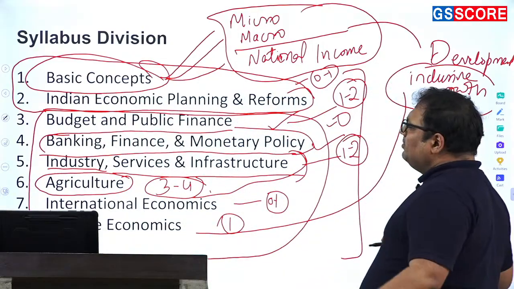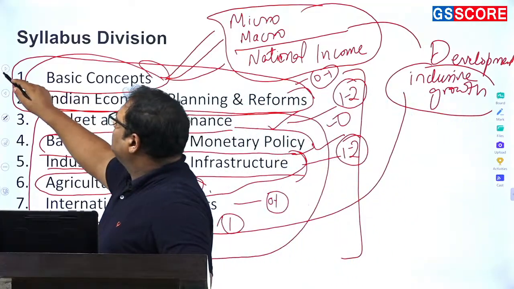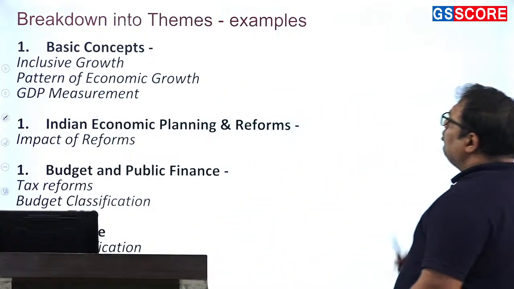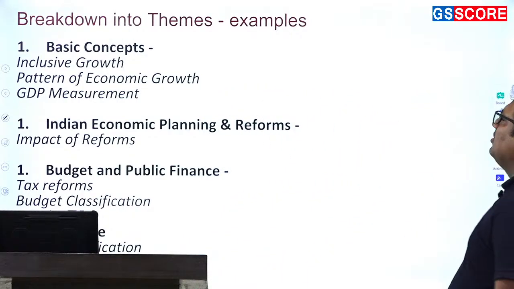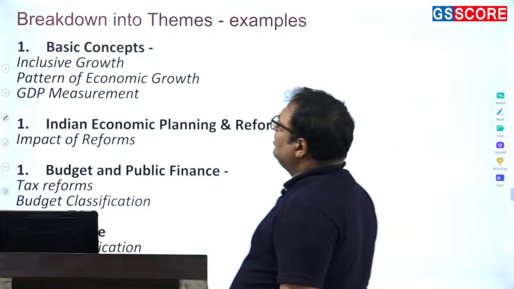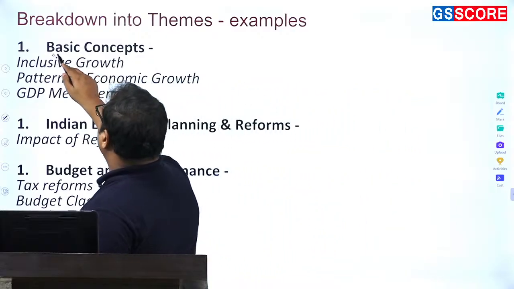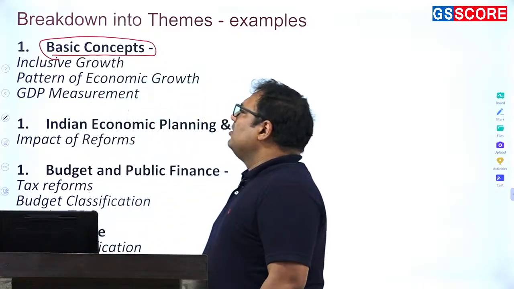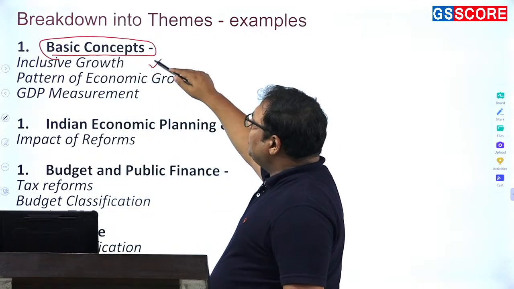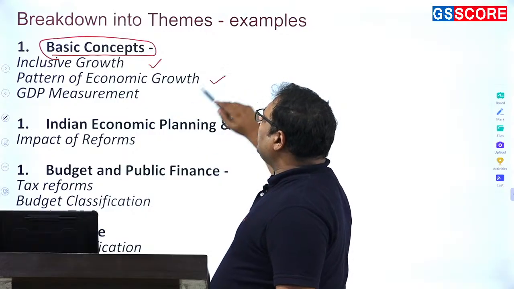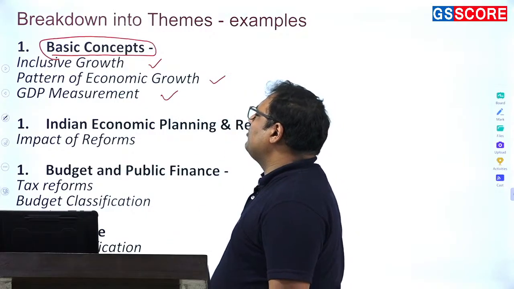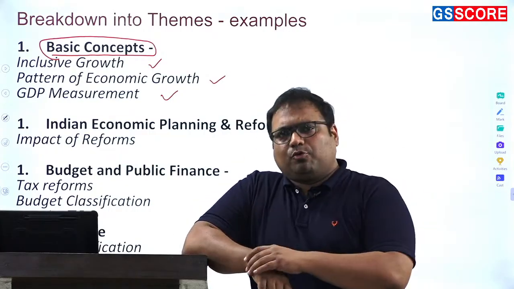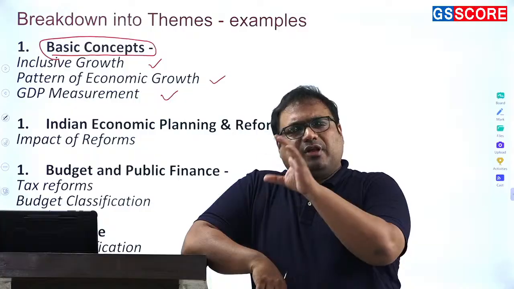Now let's move ahead. So if we want to break down these syllabus areas into themes, let us look at certain examples. If we look at the basic concepts, then from the area of basic concepts, we have a theme such as inclusive growth, then pattern of economic growth, and GDP measurement. These are certain topics. There can be more topics, but I am restricting it to 3 today. Okay, I'm just giving you an idea.